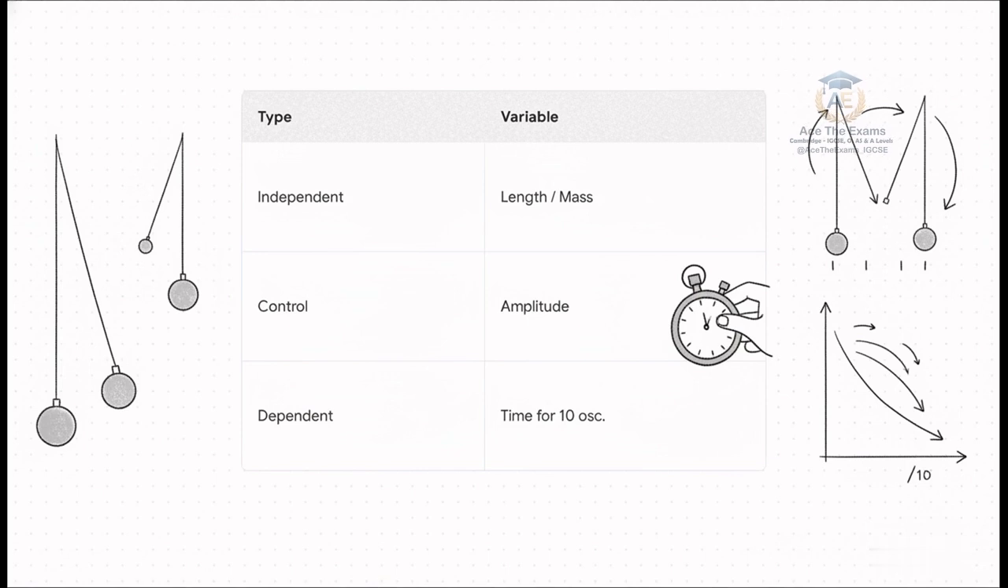We have to control the amplitude, meaning we release the pendulum from the exact same angle every single time. But look really closely at that dependent variable. We don't just measure one swing. We measure the time for 10 oscillations. Why on earth would we do that?